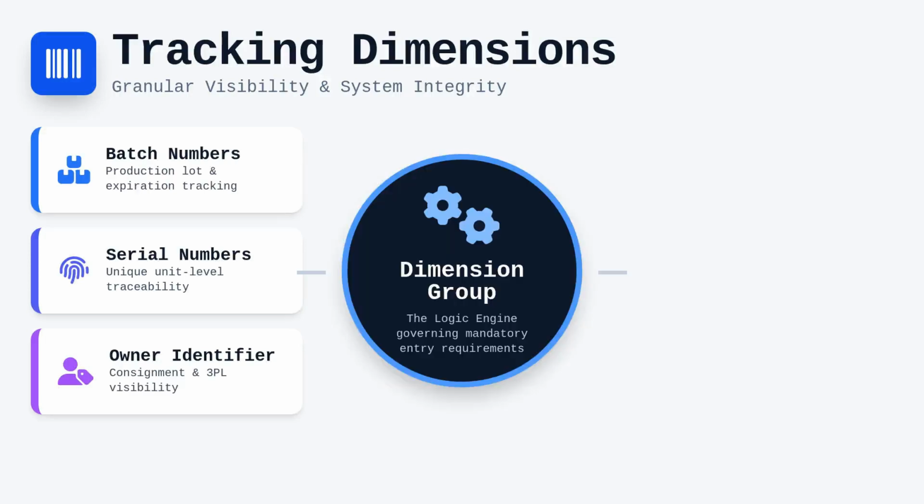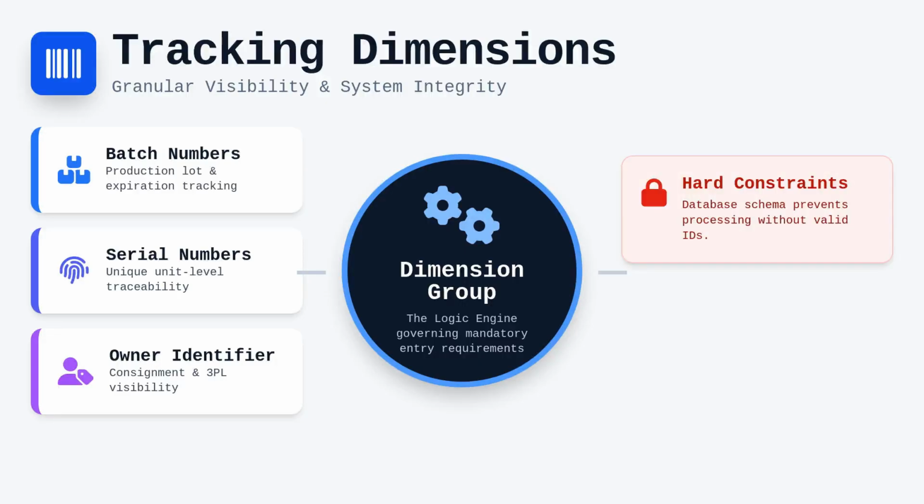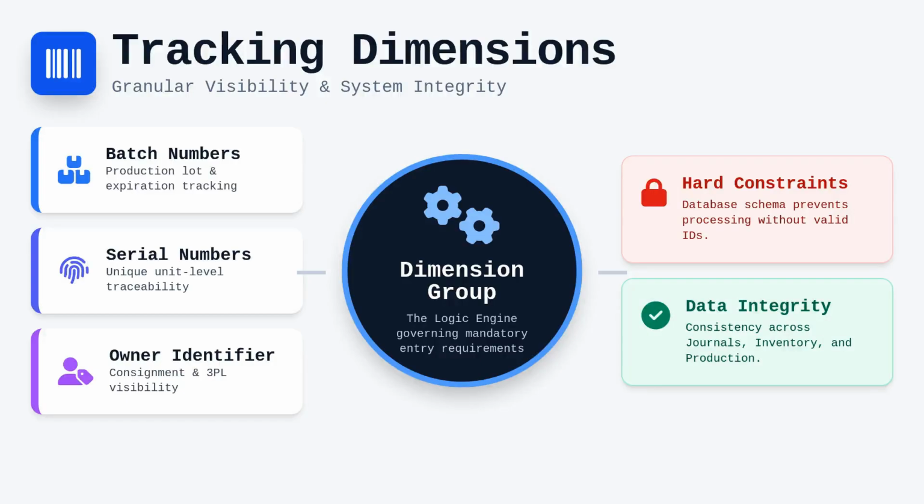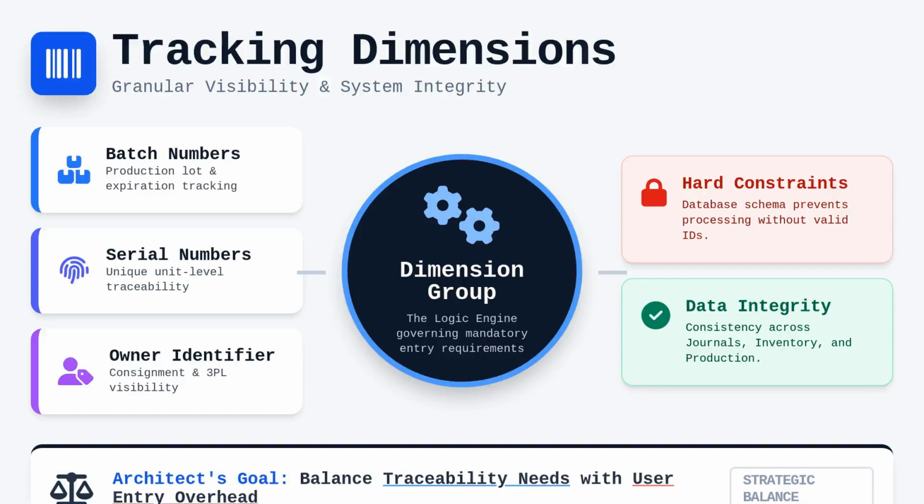From a system architecture perspective, tracking dimensions are part of the dimension group assigned to a product, which dictates whether certain values are mandatory at the time of entry. If you designate a product as batch controlled, the system will prevent you from processing goods without a valid batch ID. This is a hard constraint enforced in the database schema, ensuring that data integrity is maintained across all inventory movements, journals, and production orders. As an architect or functional consultant, your primary task is to balance the need for traceability against the overhead of data entry for the end users.